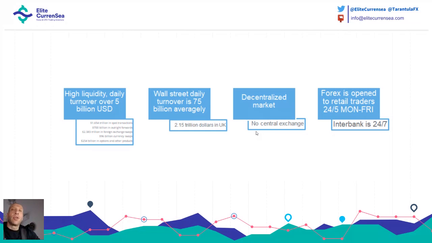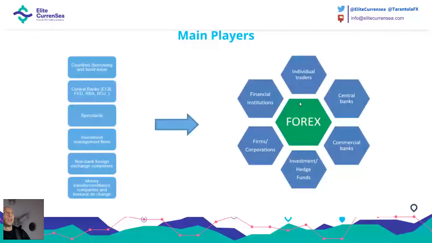At this point, you need to know that there is no central exchange. It's decentralized. It's available to retail traders 24/5. Two days are reserved for the interbank markets, when all institutions are dealing. It's Saturday and Sunday, but during the rest of the days, you're able to trade as you want.